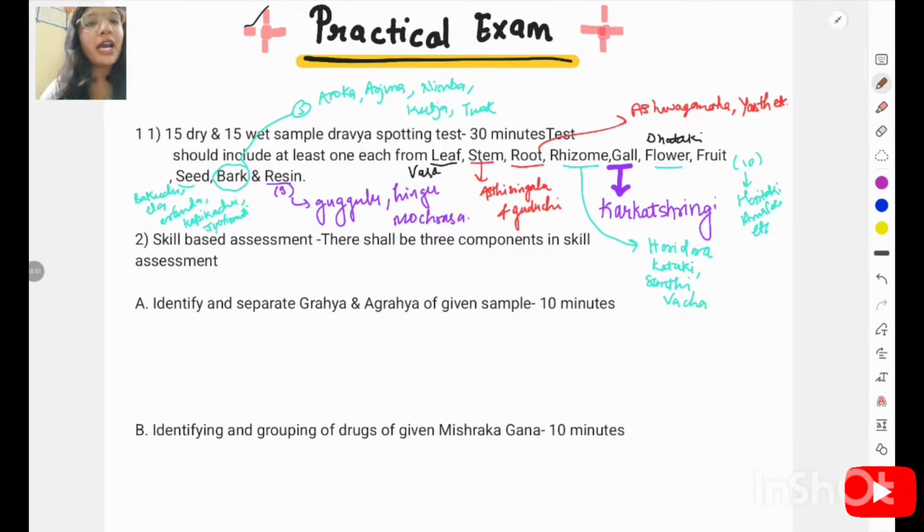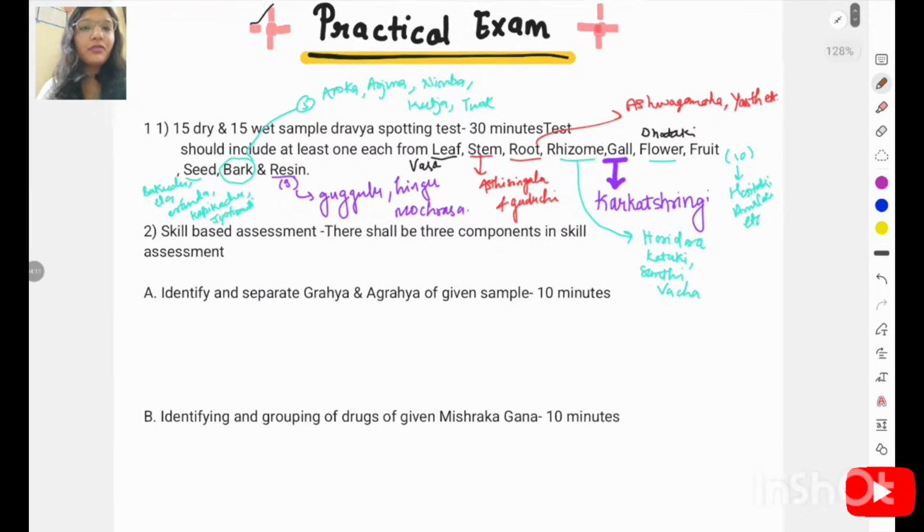Then in case of bark only 5 are there: ashoka, arjuna, nimba, kutaja and twak. So these are important, you have to see their spotting. And resin only 3 are there, and resin we generally keep as a dry drug. So guggulu, hingu and mocharasa, out of these one will surely come. So this is the spotting.